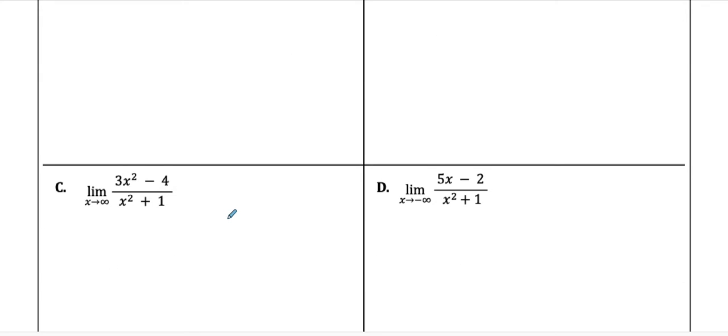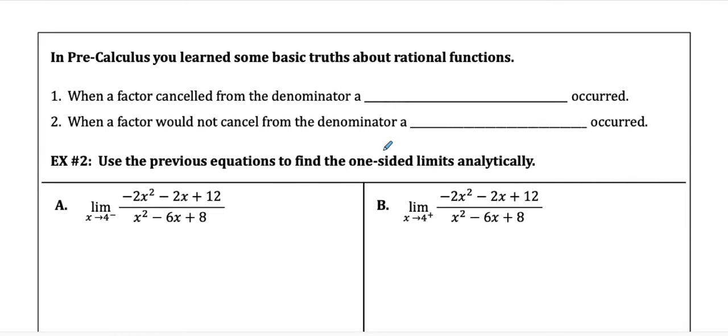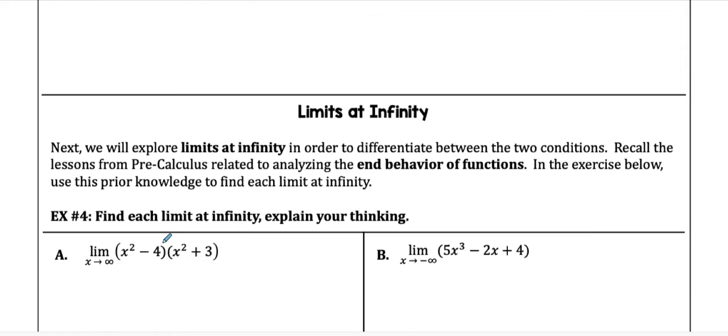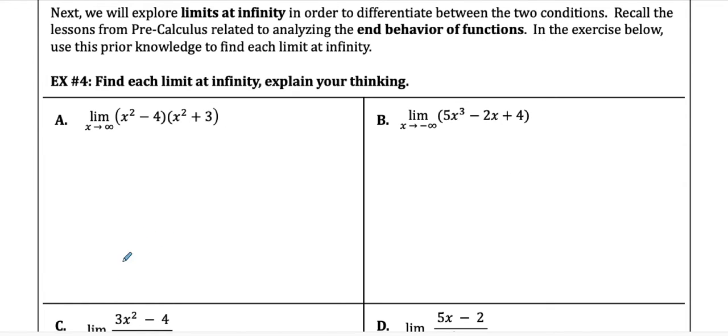Oh, I wanted to go back. Where was it? Oh, right here. This you should know pretty well by now. If a factor cancels, that's a hole. If a factor remains in the denominator, that's the vertical asymptote. My guess is you should be pretty proficient with that by this point. It's technically part of this section, but we've been doing it all along. And then this gets to this.